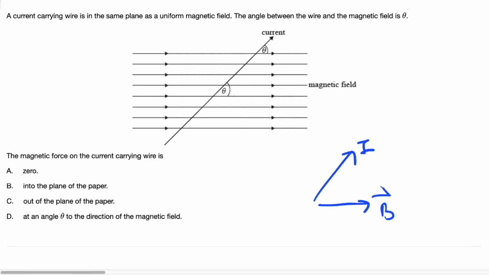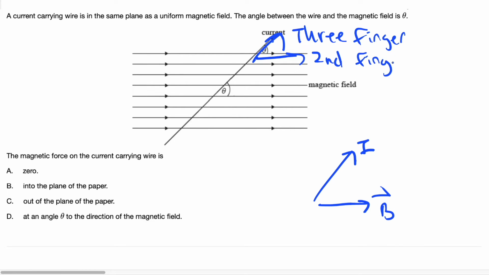So using left-hand rule, your second finger should point to the right direction, so point rightward, and then your current. So the other three fingers should align with the direction of current, which is here. So here should be your 3 fingers, and here will be your second finger. And your thumb will be the direction of force, which will point inward into the page. So here, B is the answer. So this problem is also about using left-hand rule.